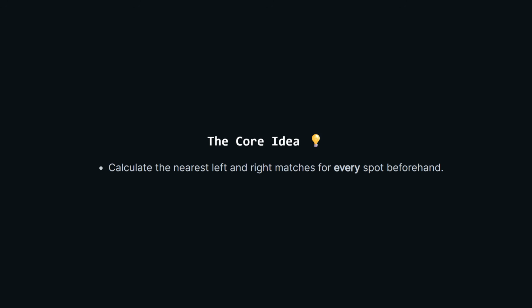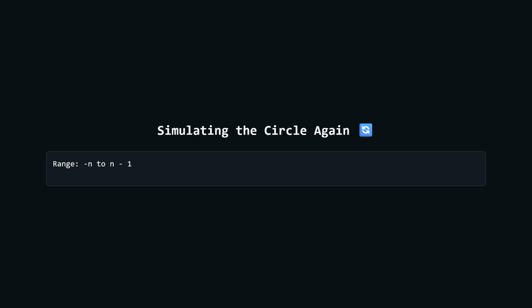Instead of looking up lists during each query, what if we just built 2 giant cheat sheets? One array holding the nearest left match for every spot, and another holding the nearest right match. To handle the circular wrapping here, we use a clever loop. For the left side, we loop from -n, all the way up to our length -1.